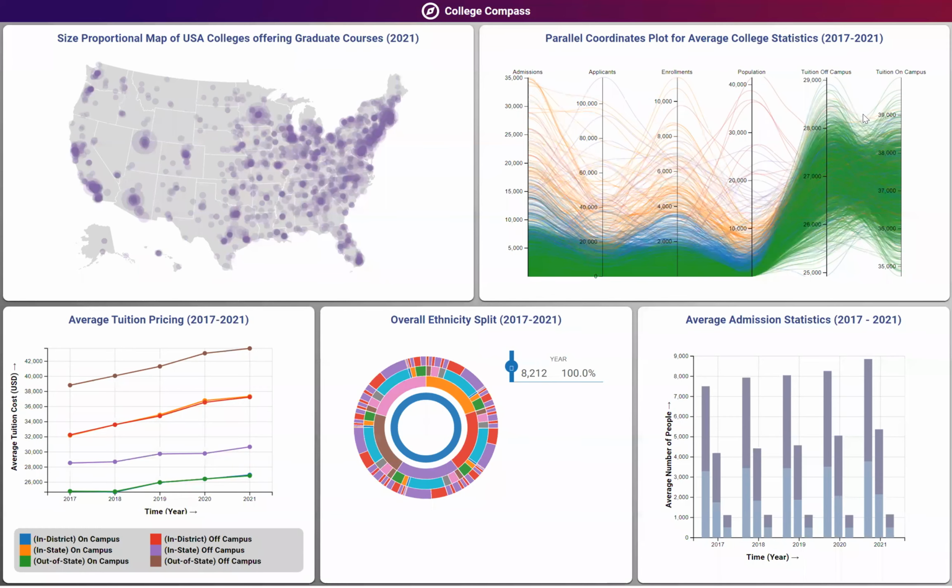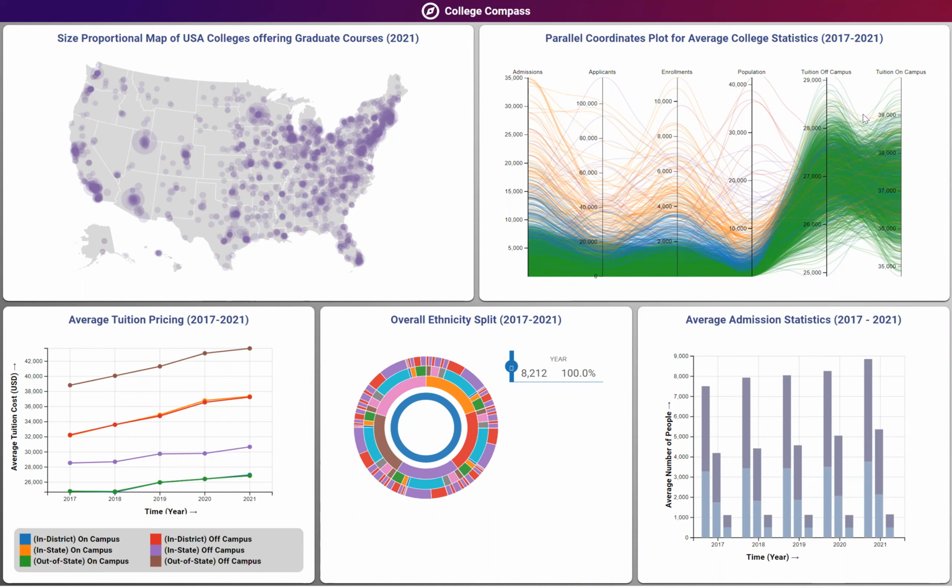Coming to the dashboard itself, the dashboard has 5 different plots trying to explain different aspects of the data underneath. On top left, we have the map, a size proportional map of all the USA colleges that are offering the graduate courses. The size of the bubbles is proportional to the number of people who are currently enrolled in that college. On top right is a parallel coordinates plot that shows the average college statistics of the last 5 years across some different prominent columns like admissions, applicants, population, and tuition details.